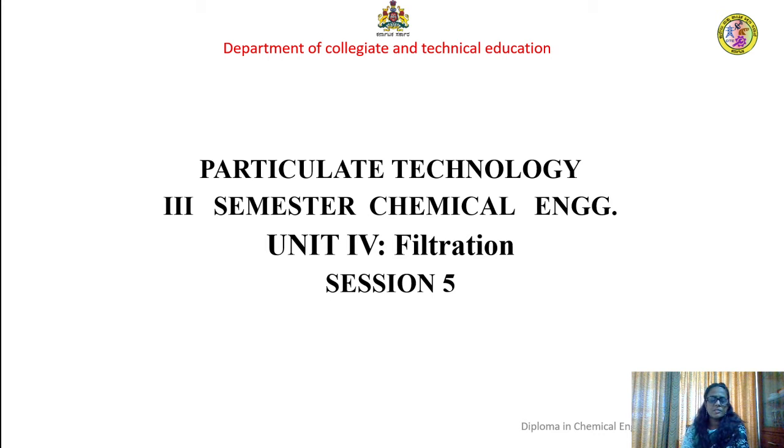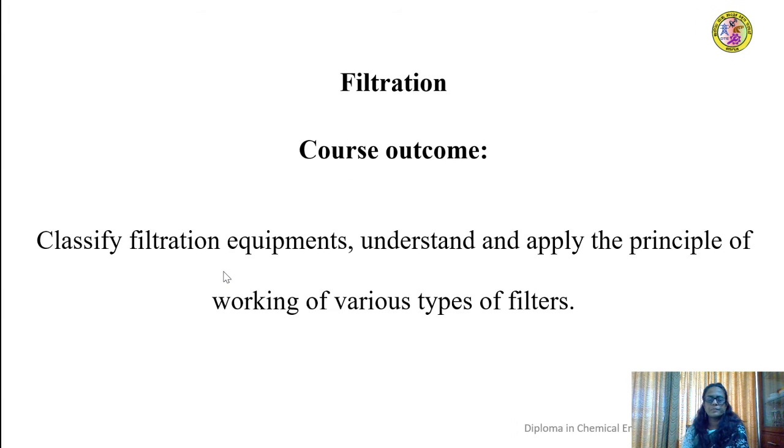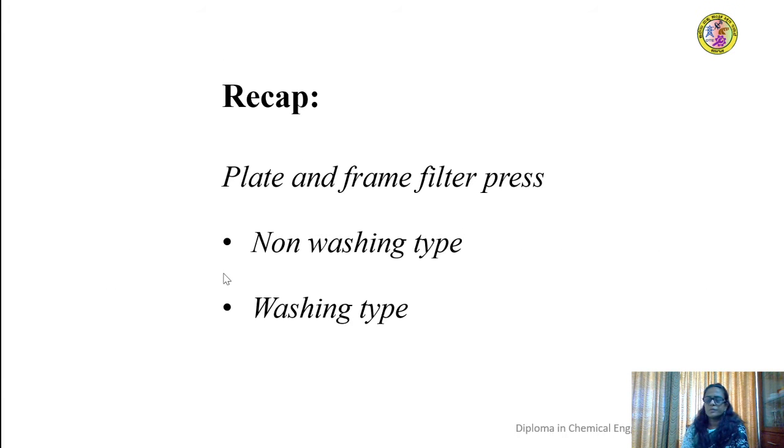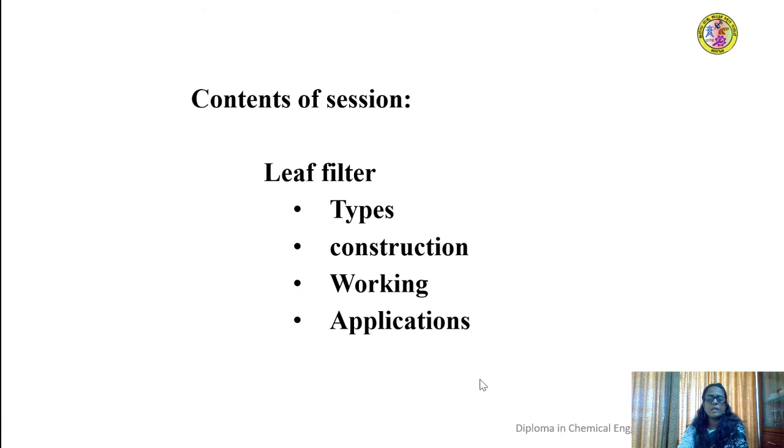Today is the fifth session of the fourth unit. This is what you studied in the last class: we discussed the plate and frame filter press. In that, we learned how a non-washing type of plate and frame filter press is constructed and how we can construct the washing type. We also learned how the two can be operated and what their relative merits and demerits are.